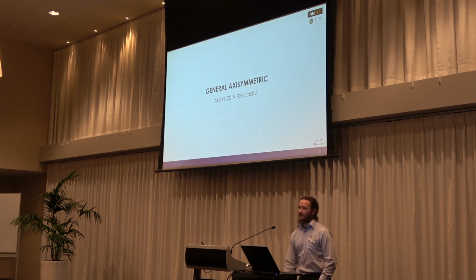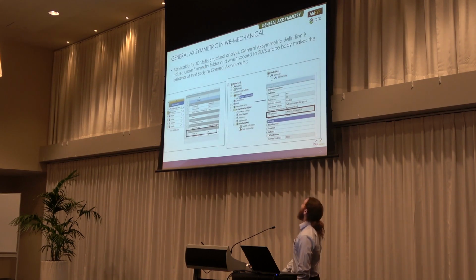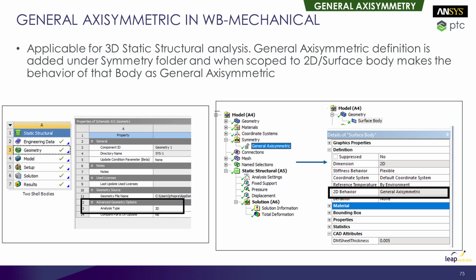Right, general axisymmetric. This came out as an MAPDL feature a while back, but now it's available in the GUI. What this does is it allows us to have a 2D axisymmetric body within a 3D simulation, and we can apply 3D loads to it, so they don't have to be axisymmetric loads. So this is what it looks like.